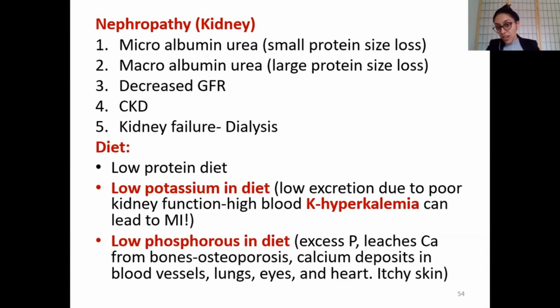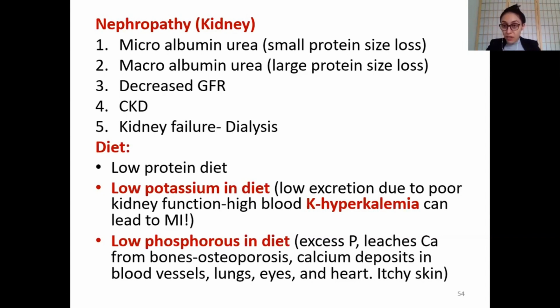But unfortunately your kidney filtration function is lost in nephropathy. So what happens? You have less excretion of potassium, so you have high potassium in your blood. Very high potassium in the blood is very scary because it leads to hyperkalemia, which can lead to myocardial infarction, MI. So, heart attack basically. When you have high potassium, it impairs the functioning of your heart muscles, and this can lead to a heart attack. You don't want that.